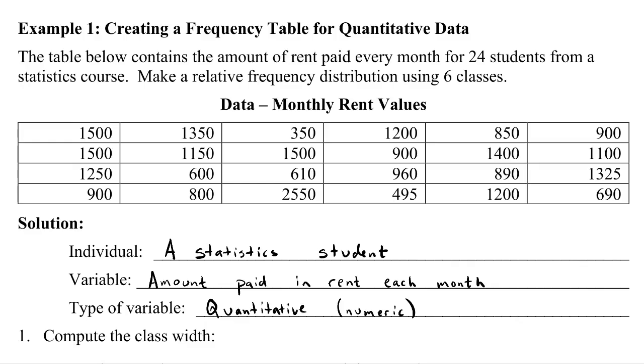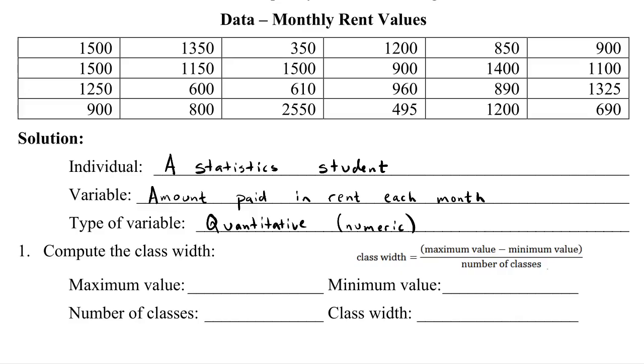Our first step in creating a grouped frequency table is to calculate the class width. On the last page, we had this formula for the class width. I've just copied it here for easy reference. And so in order to calculate this class width, we need to find the maximum value and the minimum value for our variable.